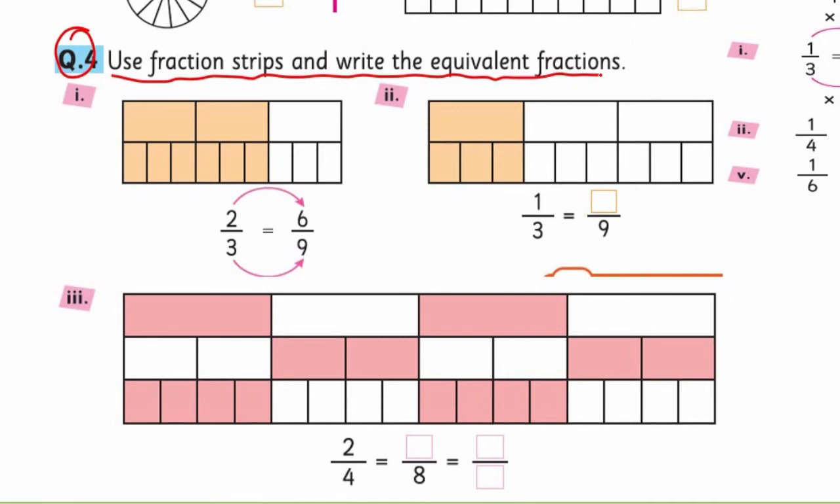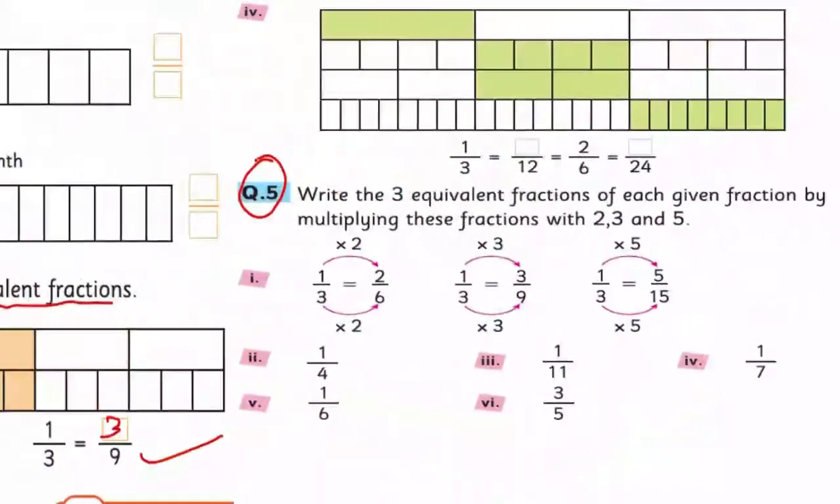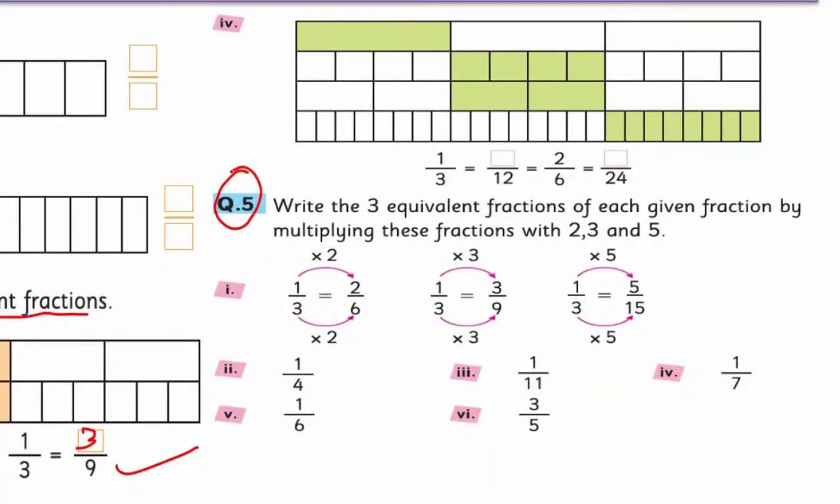So here, 2/3. Like 3 is common, so 3 2s are 6, 3 3s are 9. So what will be here? 3/9. Similarly, complete other parts of this question, and also in question number 5 you have to multiply or divide the same number like question number part 1.